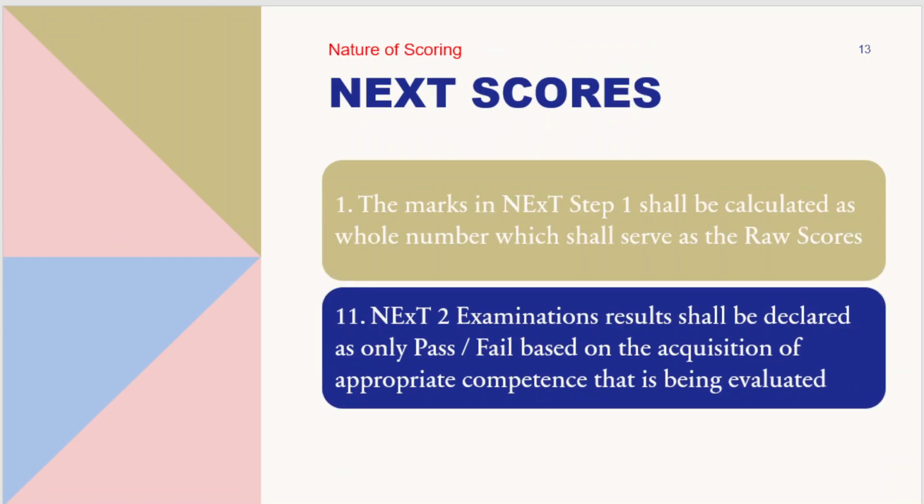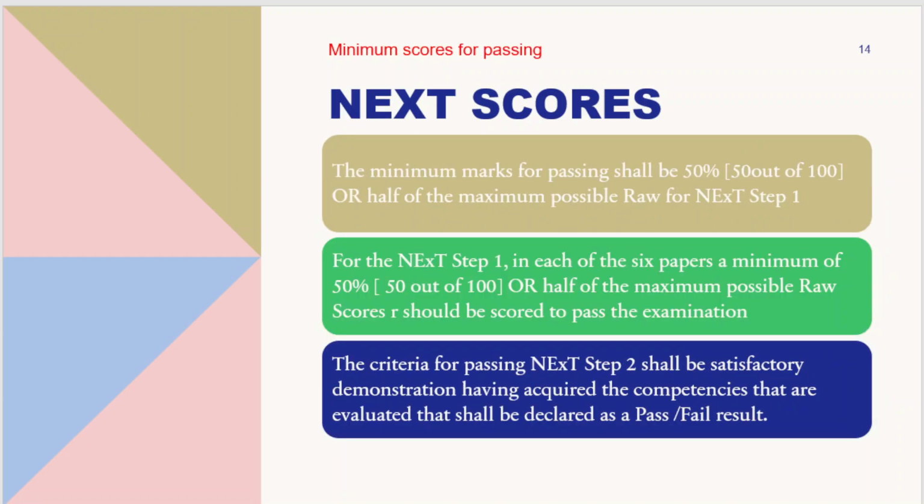NExT score. Now how would the scoring be done? The marks in NExT Step 1 shall be calculated as a whole number, which shall serve as the raw score. The NExT Step 2 examination result shall be declared as only pass or fail, based on the acquisition of the appropriate competence that is being evaluated. Okay, so NExT 1 would be the raw marks and NExT 2 would be just fail or pass.